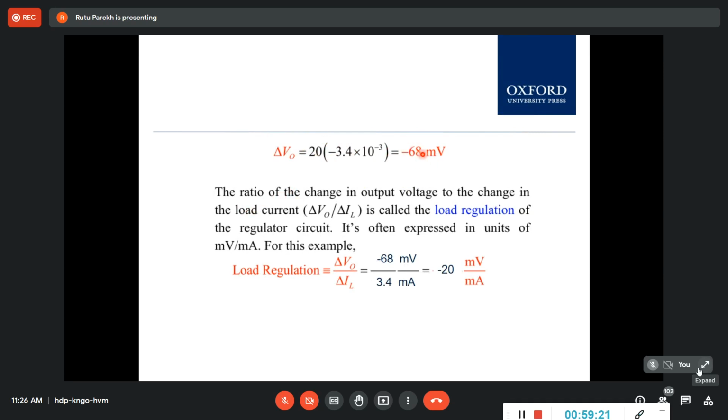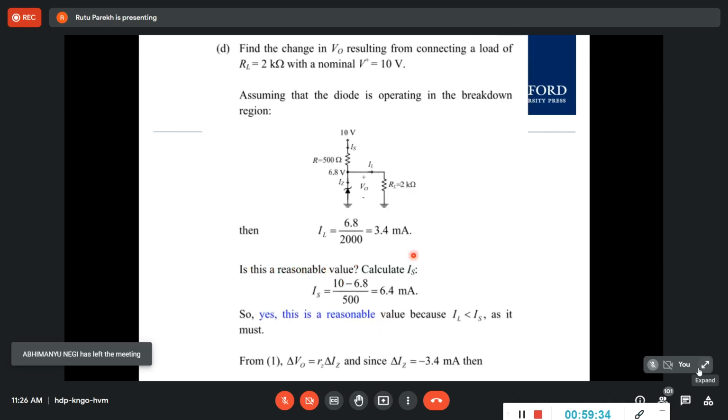Now you can see this is also a small value in the change in the output voltage because of the load. So this is minus 68 millivolt, delta V0, the change in the voltage.